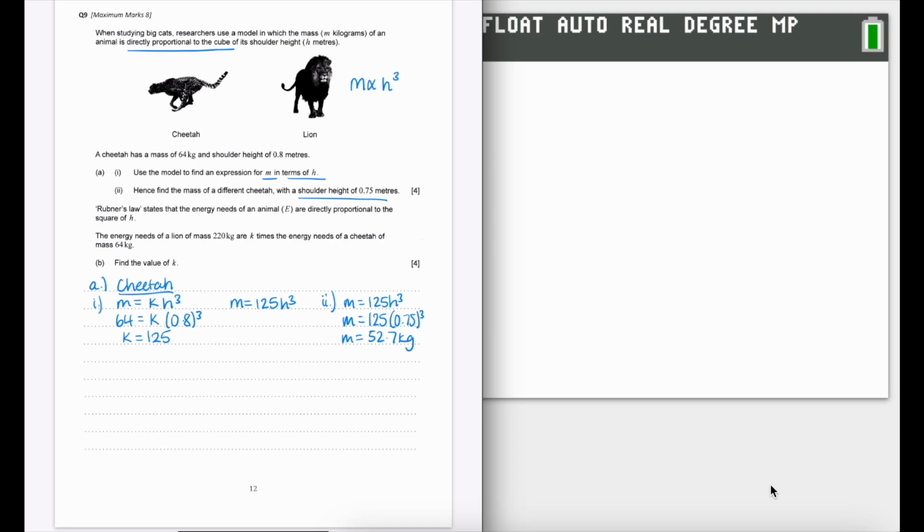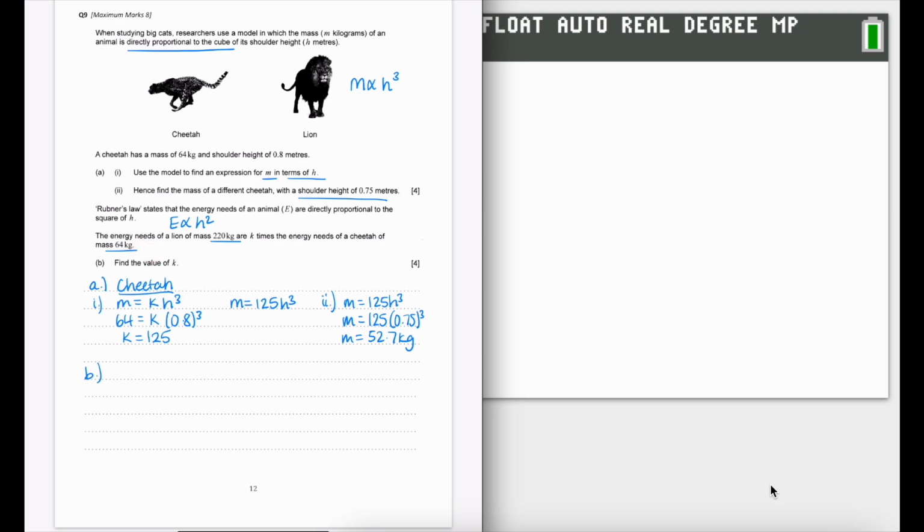Part B, we're told that there is Rubner's law, and it states that the energy needed for an animal is directly proportional to the square of h. So now we can write a new equation, which is E is proportional to h squared. And we're asked to find the energy needs for a lion, that's 220, and for a cheetah, that is 64. Now in this equation there is no mass, so I need to first find what the equivalent h value is for both of these values.